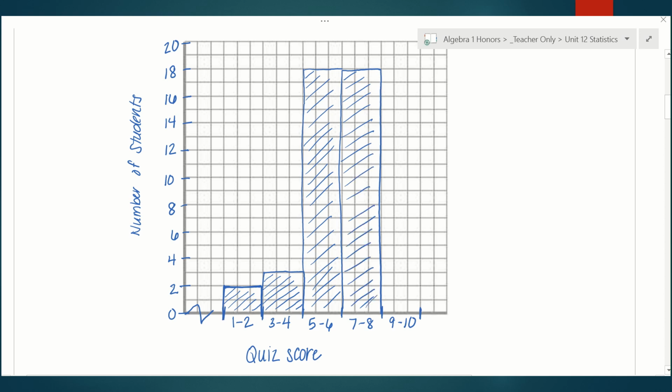Okay, and then our last interval had 9 people scoring between 9 and 10. So our last bar is going to be right there.